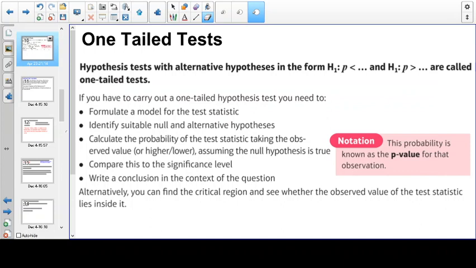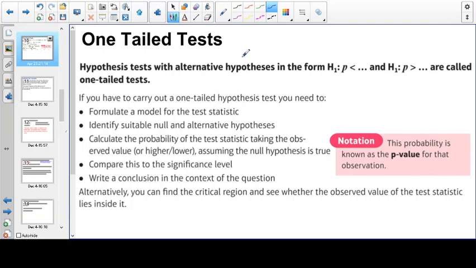Hi, this is the next video for hypothesis testing. So in the last video I explained what a hypothesis test was. For these questions you're going to be doing this hypothesis testing in conjunction with the binomial distribution. I talked about what the hypotheses were.